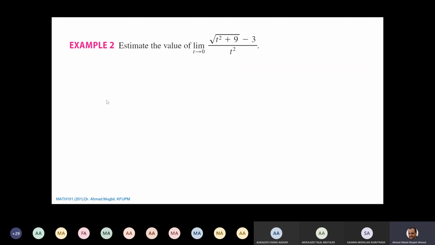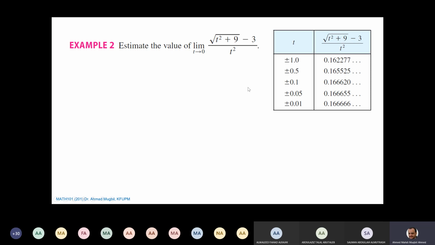Another example here. Here we are just estimating, guys. We are not now learning how to evaluate. We will do this again in 2.3. In section 2.3, we will learn how to do that. But this is just to show you how you can estimate the limits and what are the problems that may happen when you use the calculator to estimate the limits.